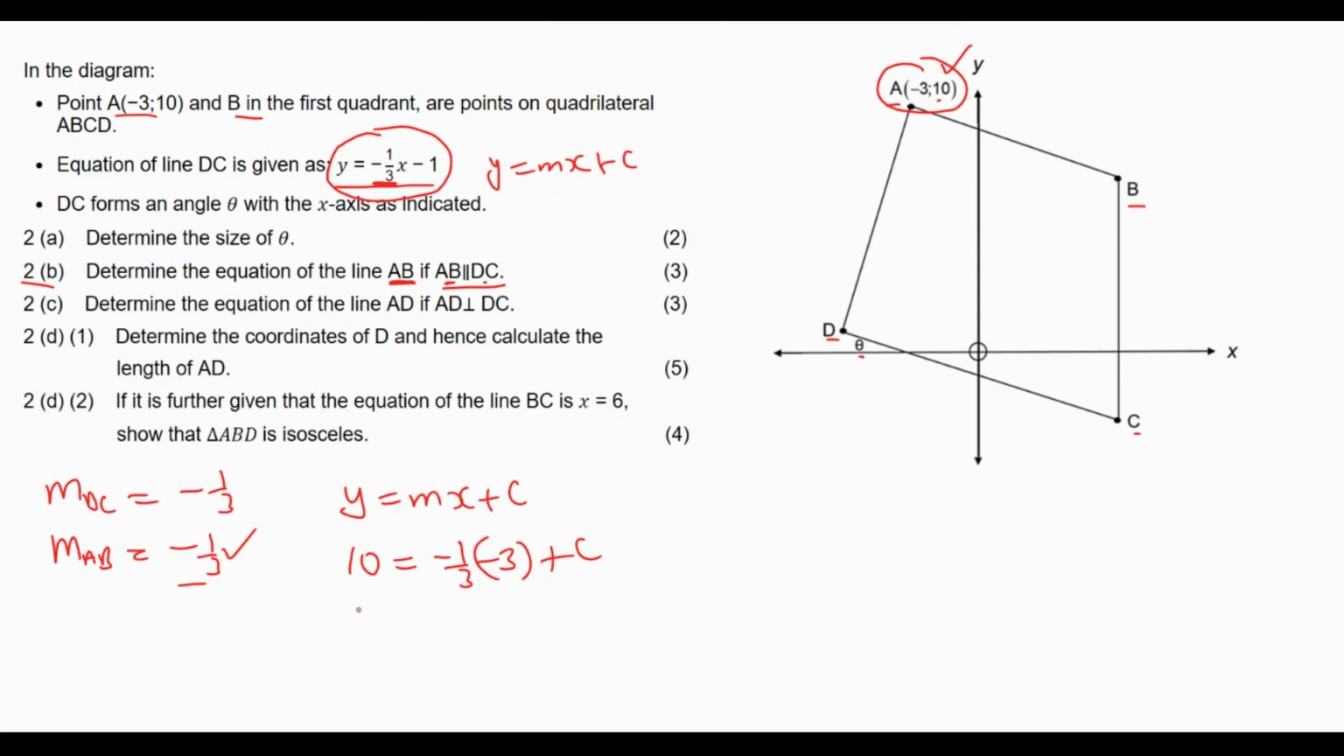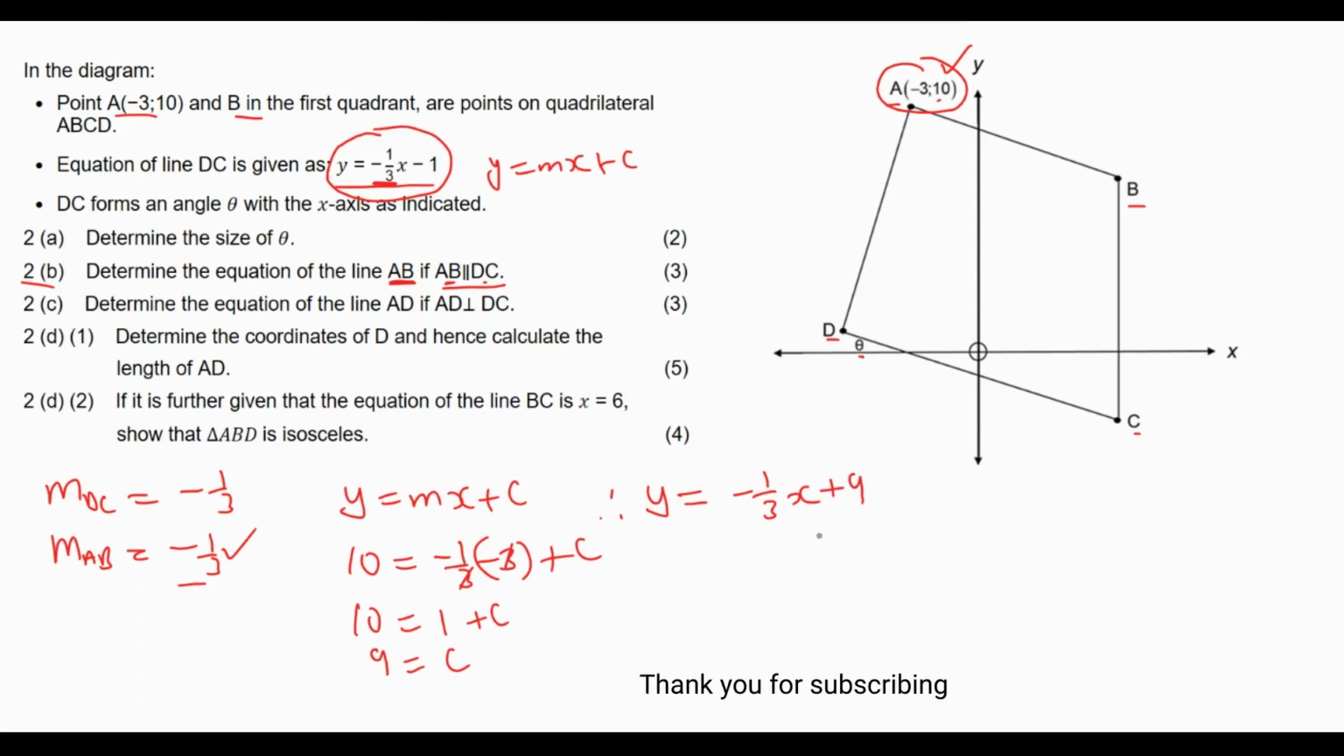Right? And then 10 is equal to, and then here we have negative 3 divided by 3, we have negative 1, it becomes positive 1 plus c. So meaning that 9 is equal to c. Therefore, the equation of AB is y is equal to negative 1 over 3x plus 9.